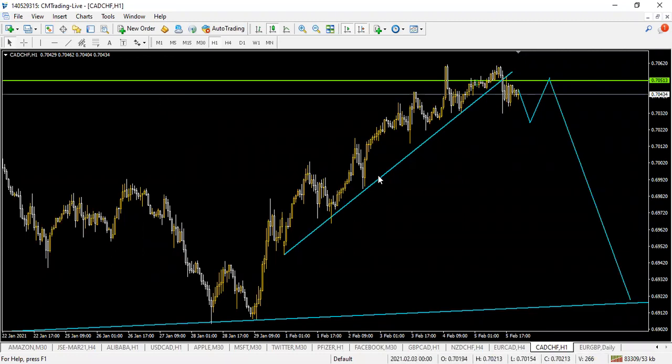That might happen because we are not market makers, so we're expecting markets to do whatever that is like. But in this particular case, I'm expecting markets to start falling once again. So that is what's busy happening on CAD CHF.